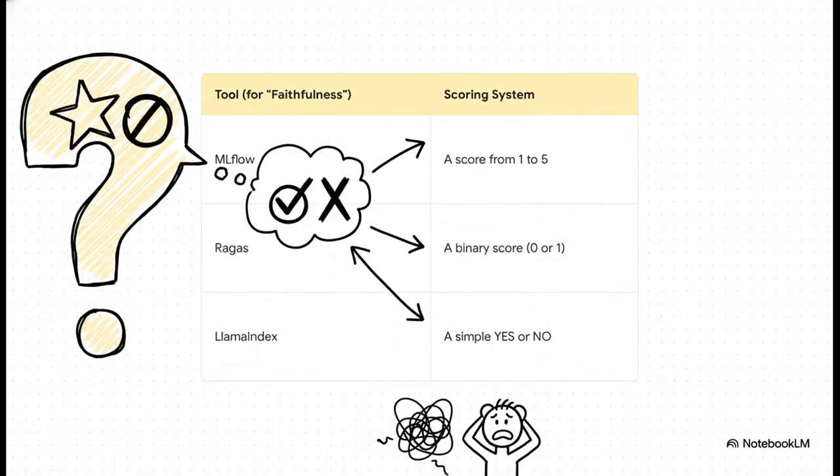Measuring these qualities is incredibly powerful, but it also creates a brand new challenge. And that challenge is ambiguity. Just take a super important metric like faithfulness. You've got these three major tools, MLflow, Ragas, and LlamaIndex, and they all measure it completely differently. One uses a 1 to 5 scale, one uses a binary 0 or 1, and the other just says yes or no. This lack of a single unified standard is a massive headache for engineers.